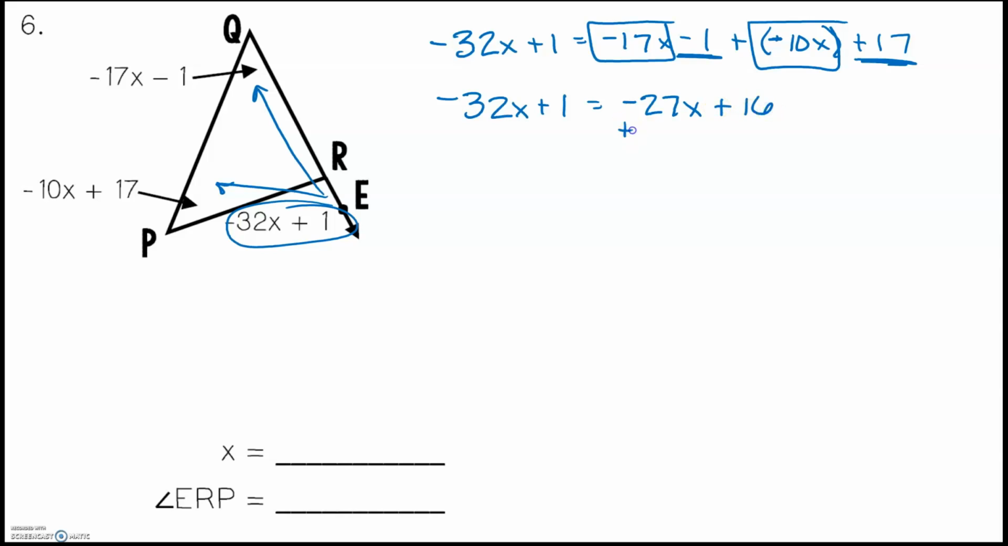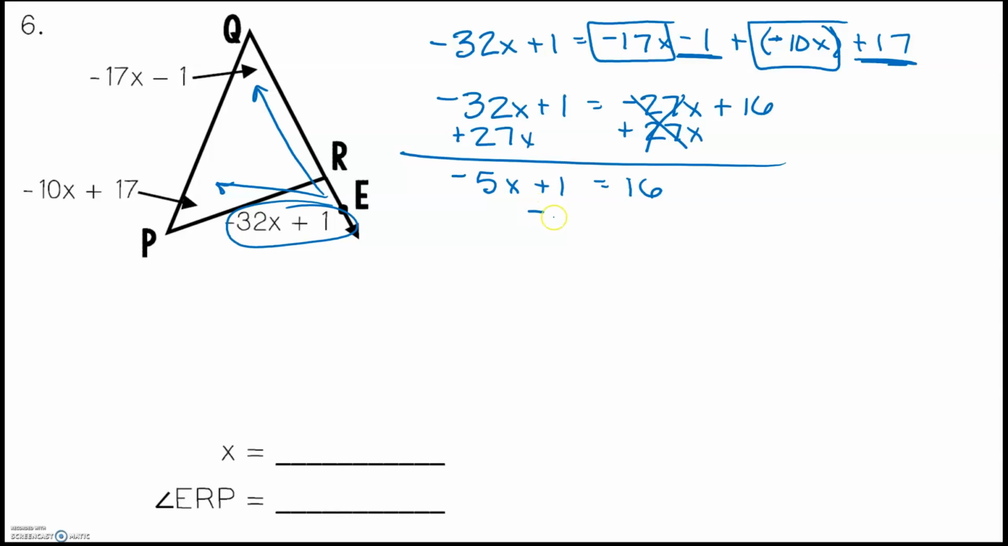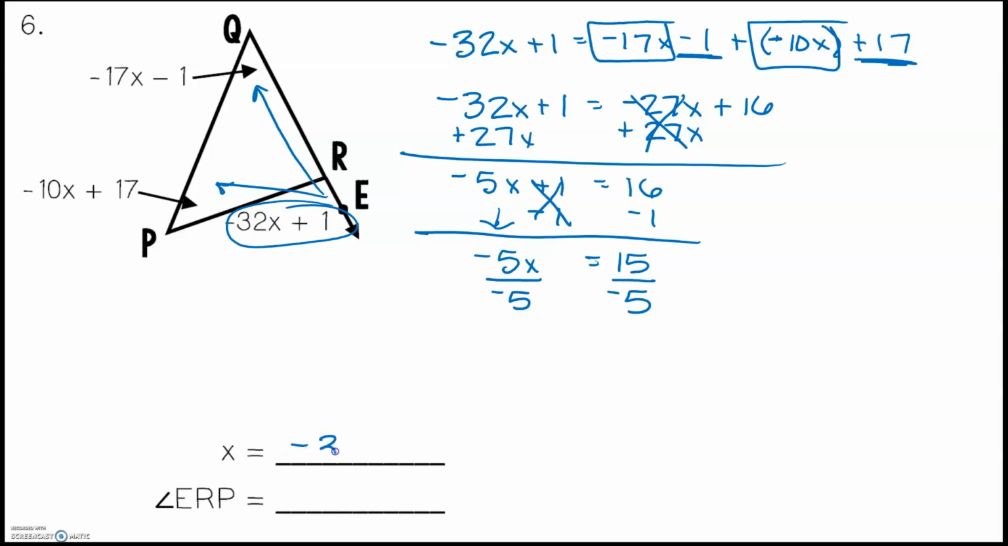Now I'm going to start moving. Since that's negative, I'm going to add this time. Add 27x's. So this side's going to become negative 5x plus 1. This guy goes to 0, and we have just 16 on this side. I'm going to subtract 1 from both sides. The negative 5x just drops down. This goes to 0. This makes 15. Divide by negative 5. So our x is going to be negative 3.